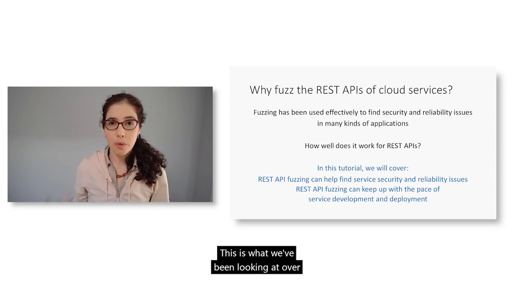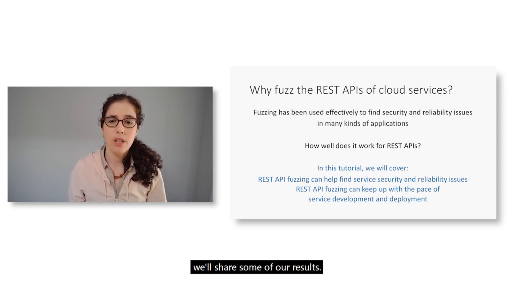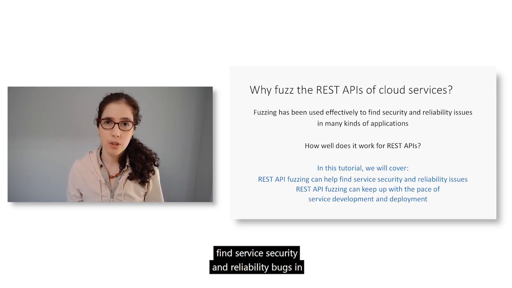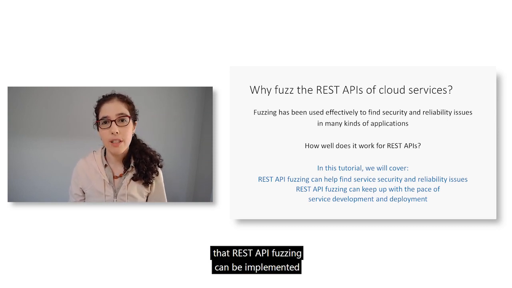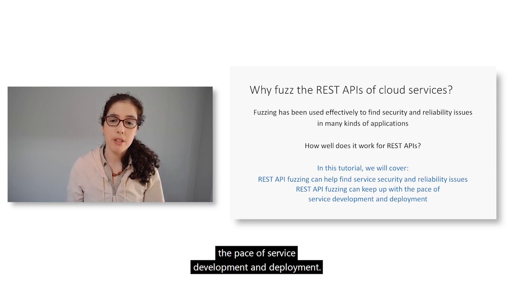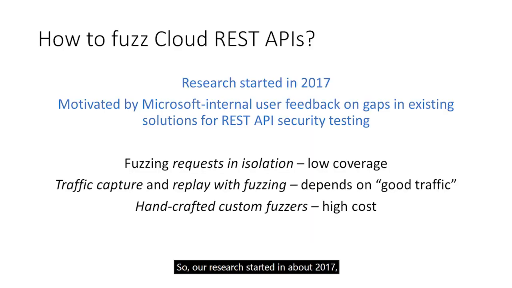So this is what we've been looking at over the past few years, and in this tutorial, we'll share some of our results. You'll see that REST API fuzzing can help find service security and reliability bugs in real services, and that REST API fuzzing can be implemented using RESTler to keep up with the pace of service development and deployment.